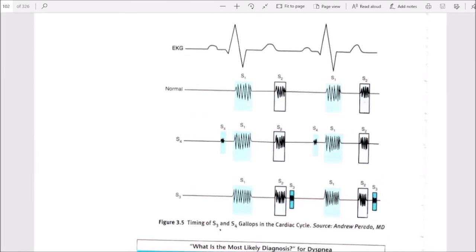The 3.5 timings of S3 and S4 gallops in the cardiac cycle. Source: EKG normal S1, S2, S1, S2, S4, S4, S1, S2, S4, S1, S2, S3, S3, S2, S1, 3, S1, S2, S3.